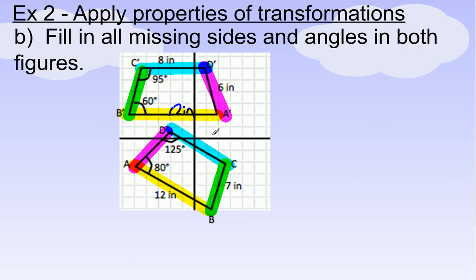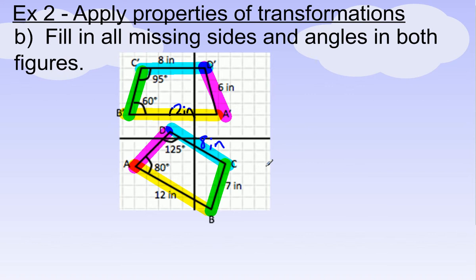Okay, so what other things are missing? Well, I don't have a length for this DC. So if I look at the image, C prime, D prime is 8, so this side must still be 8 inches because the sides are congruent. They're the same length.